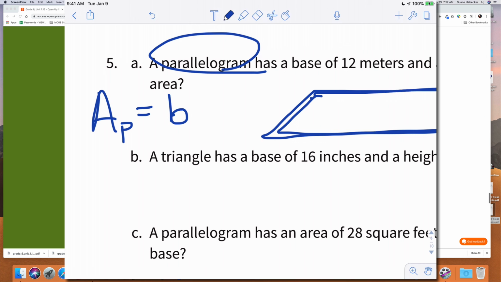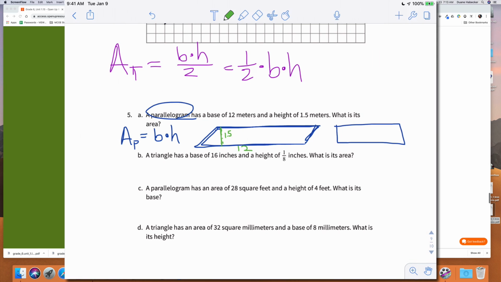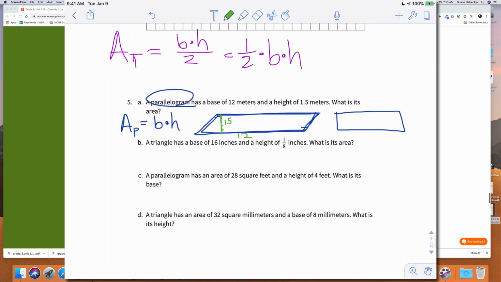All right, and so we remember that the area of a parallelogram is simply base times height. So in this case, our base is 12, and our height is 1.5 units right there. We're going to multiply those things, and that is our area.